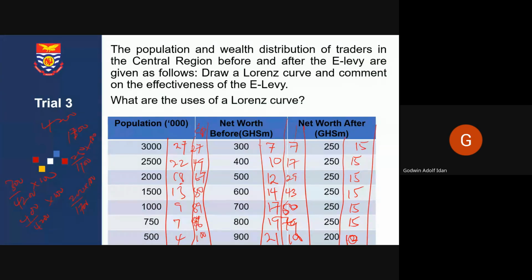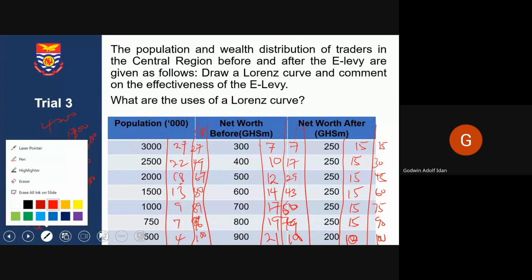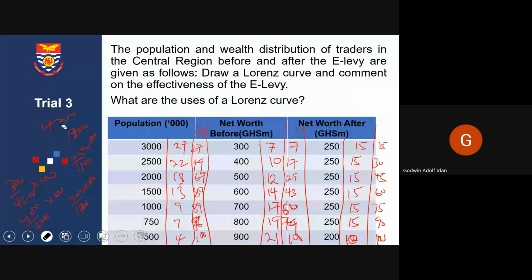Then we do the same for this one. We will have the 15, 30, 45, 60, 75, 90, and then this one will come in, giving us 100. Now, after going through all these things, we go back to draw our X and Y axis.